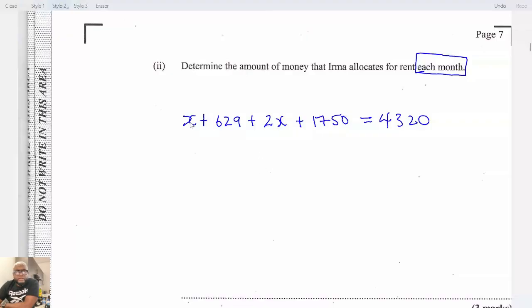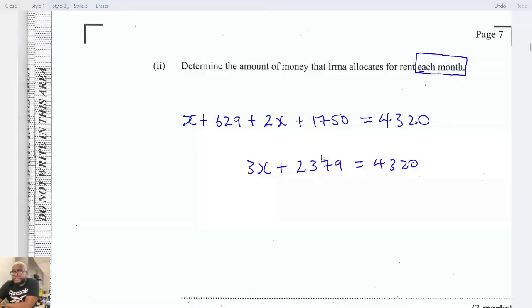X plus 2x is how much x? No, that's not multiplied. We have one apple, you add 2 apples, so you get 3 apples, right? So it's 3x plus 629 plus 1750. 629 plus 1750 is 2,379, so that is equal to 4320, right?